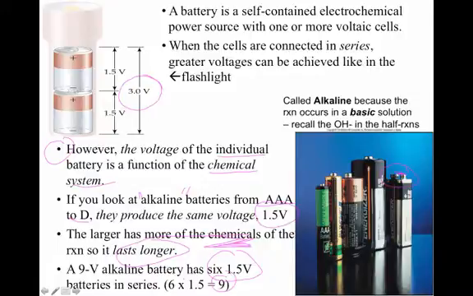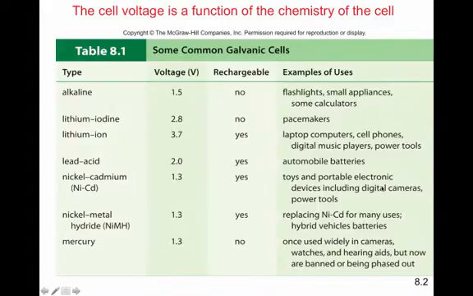What happens when the chemistry is done? You got a dead battery. All right, so the cell voltage is a function of the chemistry of the cell. That's what I want you to appreciate. And here's just some examples of different cells. You got your alkaline, you got your lithiums, you got your lead acid for automotive batteries, nickel cadmium.